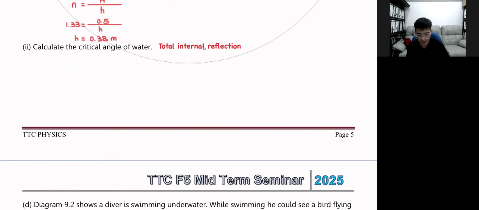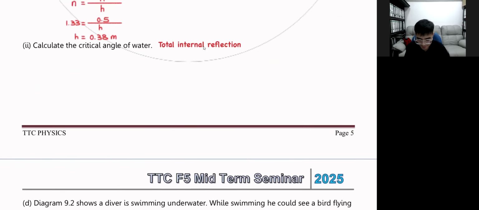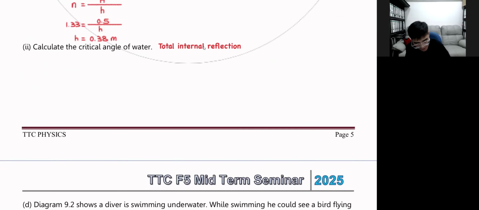Remember the two conditions in order for light to undergo total internal reflection. Do you guys still remember what total internal reflection is? Total internal reflection is the reflection in a transparent object, because transparent objects are not supposed to reflect light. For example, this plastic bottle and the water inside the bottle are all transparent.